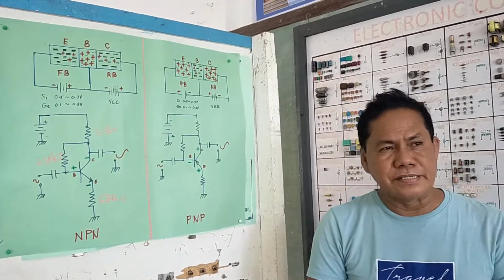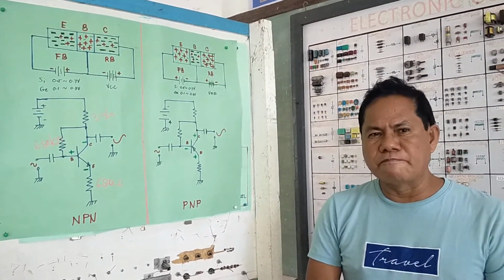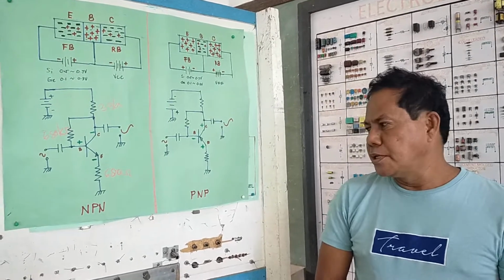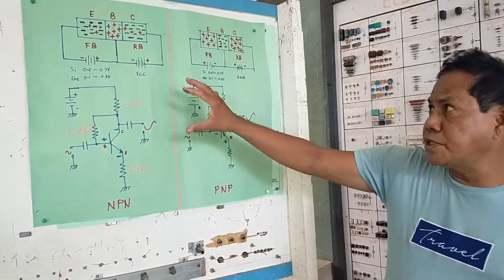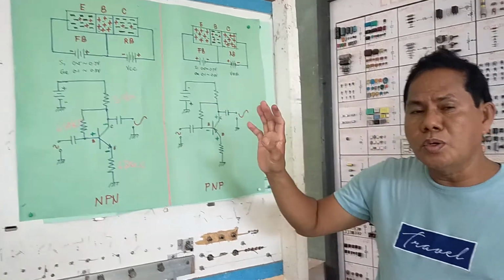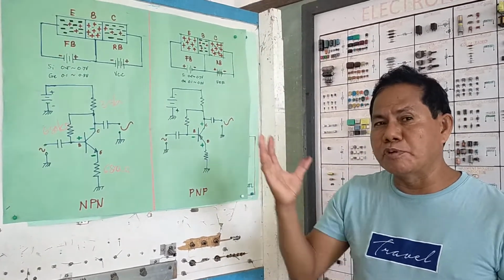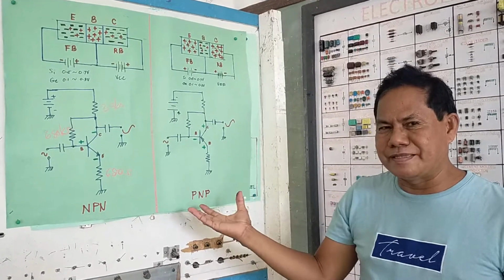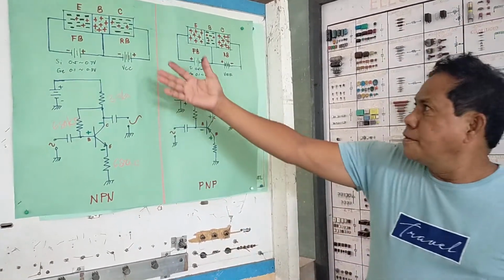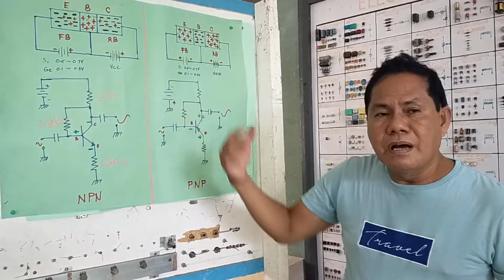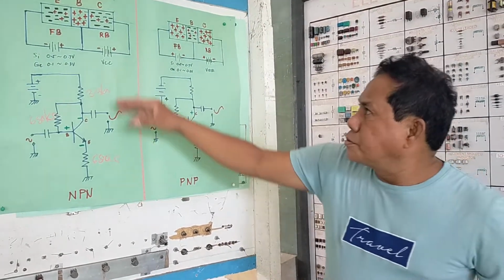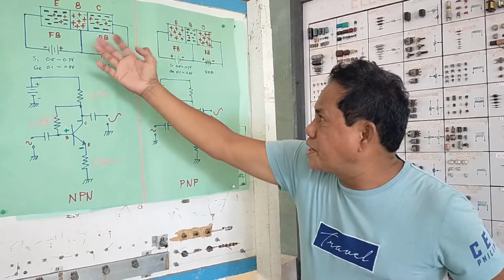You have learned in class that there are two types of bipolar junction transistors. These are the NPN type and the PNP type. The figures here will show how these two types of transistors are polarized and biased in the circuit. Okay? The figures above show or explain how the transistors are polarized and biased.